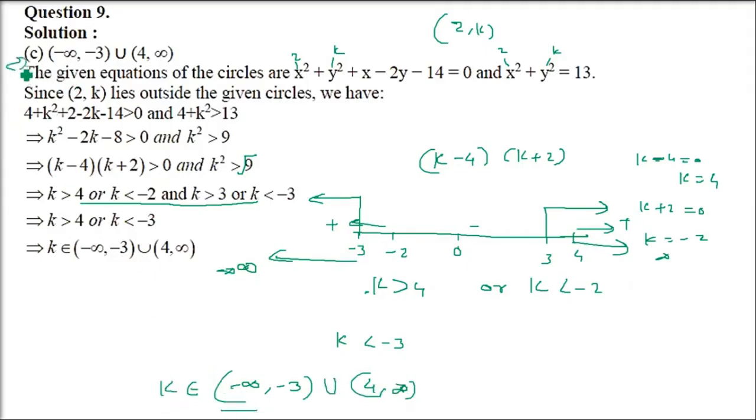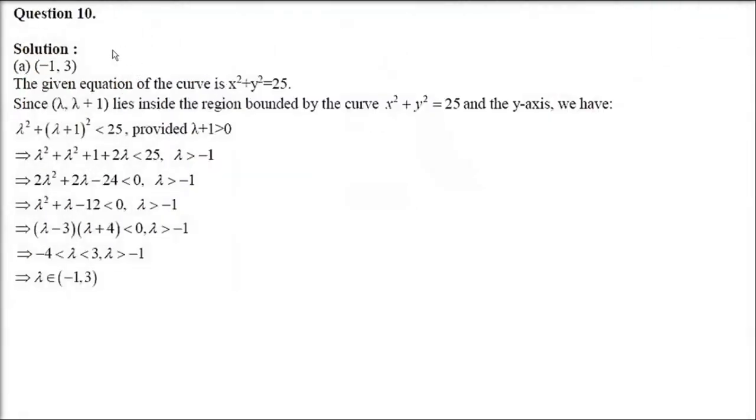So C is the solution here. Question number 9, C is the solution. This is question number 10. If the point (lambda, lambda plus 1) lies inside the region bounded by the curve x equals under root 25 minus y square and the y-axis, then lambda belongs to the interval.